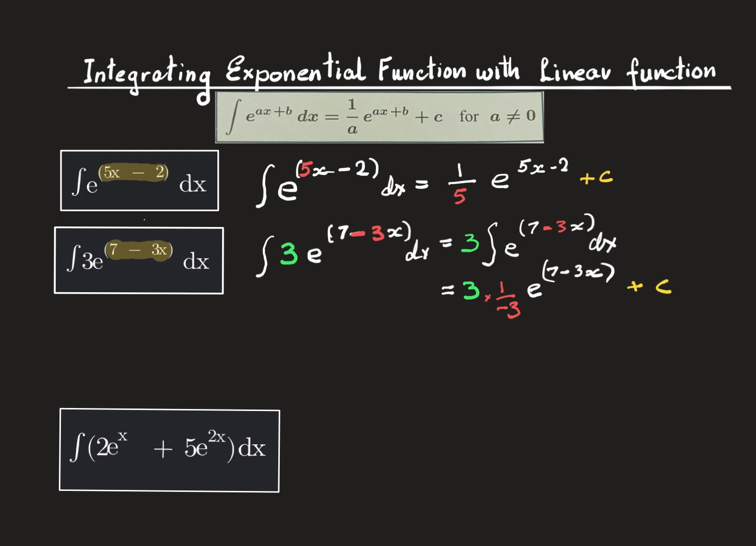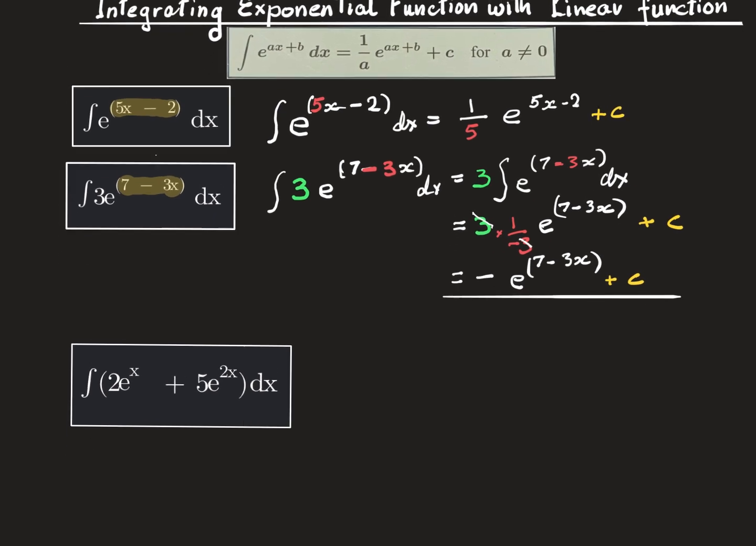So in simplifying this, I will cancel the 3 and cancel the 3. And I'm left with a negative, followed by the exponent e to the 7 minus 3x plus c.